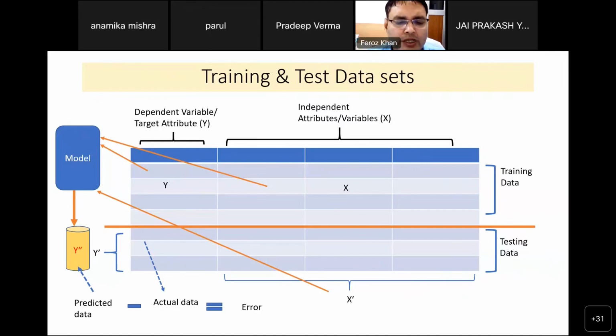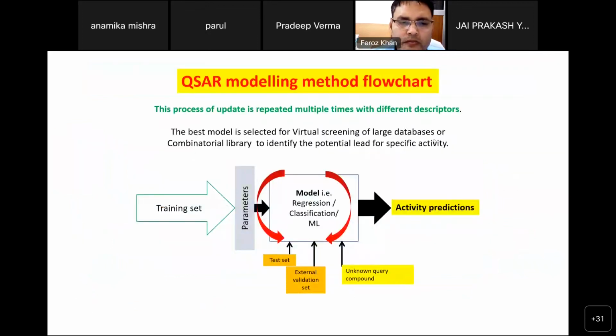While in the unsupervised method, there is no requirement of a training data set. So we normally develop an unsupervised model when we do not have any information about the activity. For example, in the case of COVID, there are not more than 100 data points of experiments.